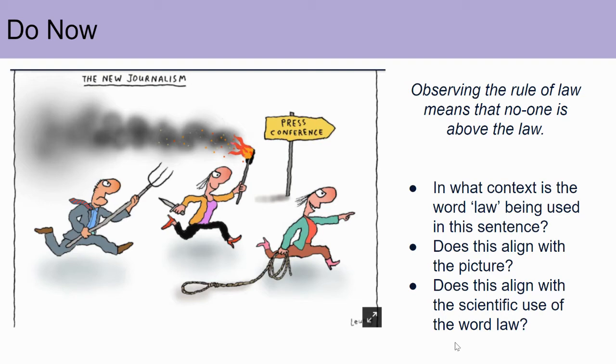So it says, observing the rule of law means that no one is above the law. So I want you to look at, in what context is the word law being used in this sentence? Does this align with the picture? And does this align with the scientific use of the word law? So pause the video now and complete that activity.